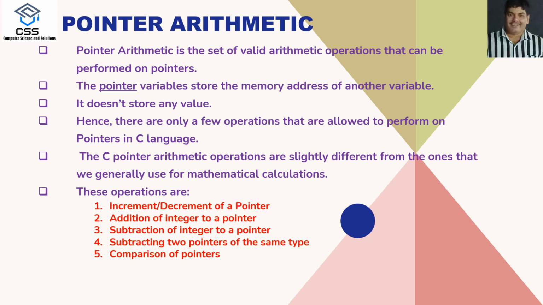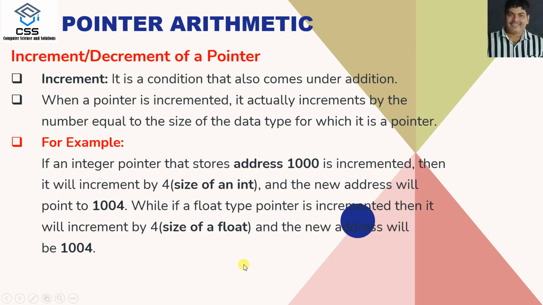Overall, arithmetic is nothing but addition and subtraction, and we know repetitive addition is your multiplication and repetitive subtraction is your division. We have to discuss 5 different operations on pointer arithmetic: incrementing or decrementing pointers, addition of an integer to a pointer, subtracting an integer from a pointer, subtracting two pointers of the same type, and comparison of pointers. First, let's come to increment or decrement of a pointer.